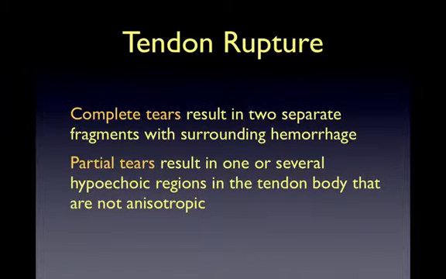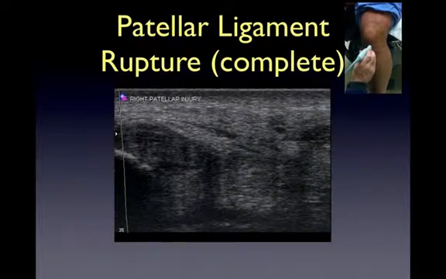Moving on to tendon pathology, similar to muscle injuries, tendons can be torn, usually from overstretch, resulting in either complete or partial tears. Complete tears result in 2 separate fragments with surrounding hemorrhage. Partial tears result in one or several hypoechoic regions in the tendon body that are not anisotropic. We'll show examples of that. In addition, either type of tear can result in swelling of the tendon. Complete tears are typically obvious on physical exam. However, sonographic confirmation is desirable.